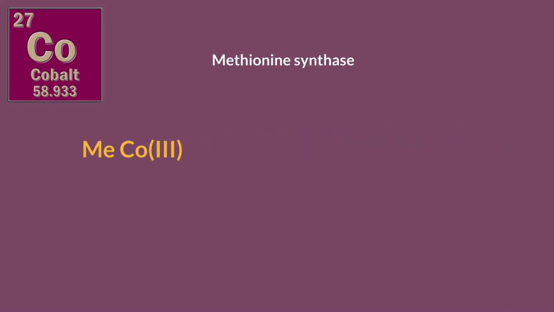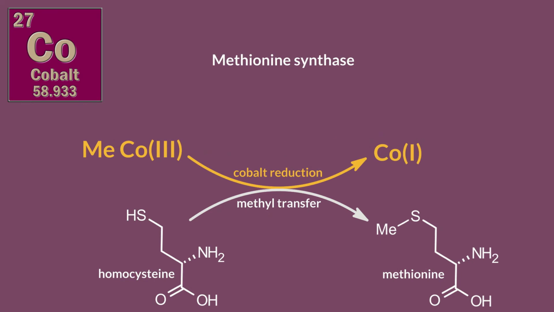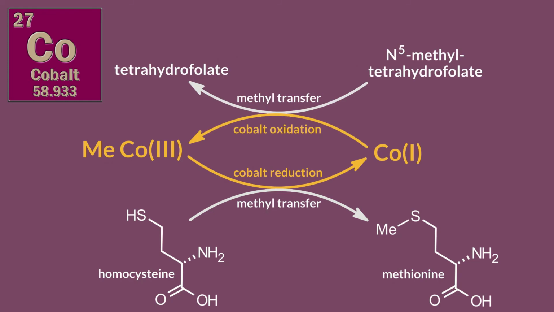Methionine synthase utilizes methylcobalamin as a methyl donor to convert homocysteine to methionine, one of the amino acids used to build proteins. In this step, cobalt gains 2 electrons to become cobalt-1. In a subsequent step, methylcobalamin is regenerated by transfer of a methyl group from 5-methyl tetrahydrofolate to make tetrahydrofolate, which is central for the biosynthesis of purines and pyrimidines, the building blocks of DNA and RNA.